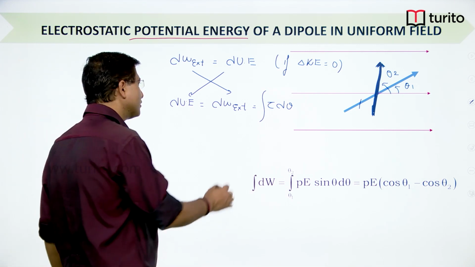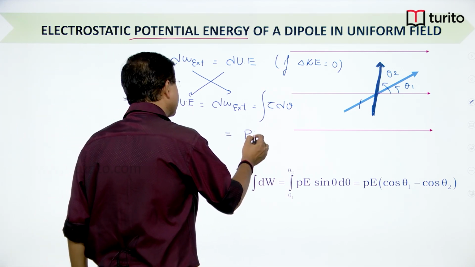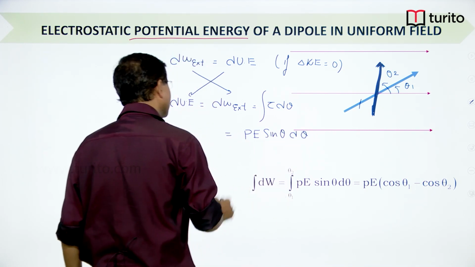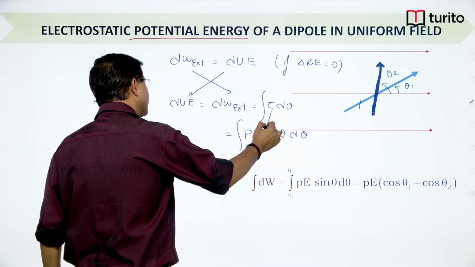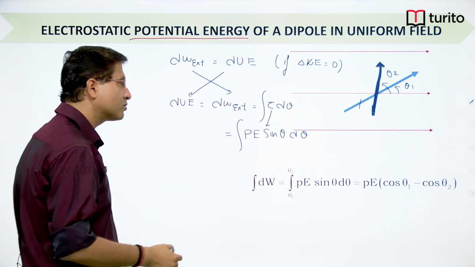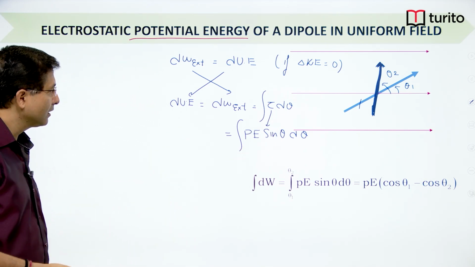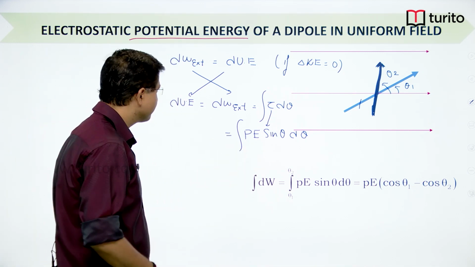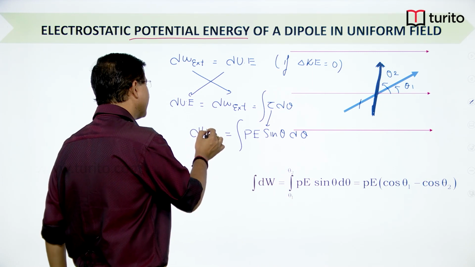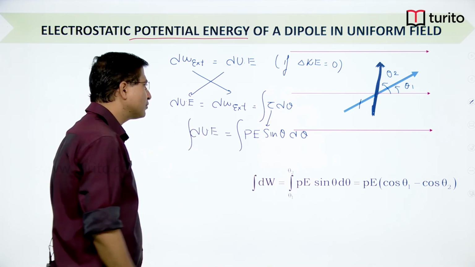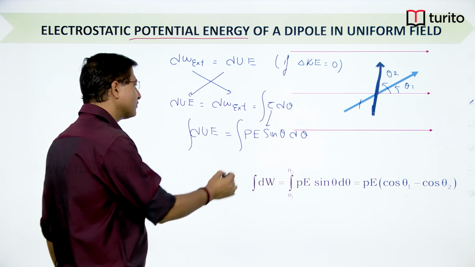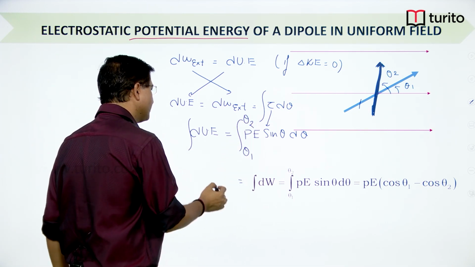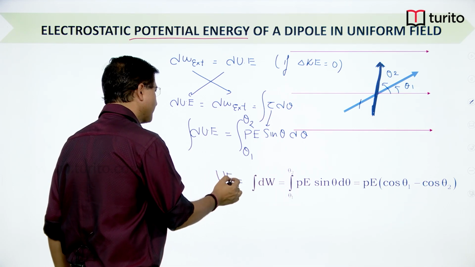and the torque produced by field, just now we have seen, is Pe sin theta. So I am substituting this torque, my torque is almost equal to the torque produced by field, and the value of torque we got in the last session is Pe sin theta, right. So this if I integrate, I will get change in potential energy. So here I am integrating from theta 1 to theta 2. So this will give me the change in potential energy.